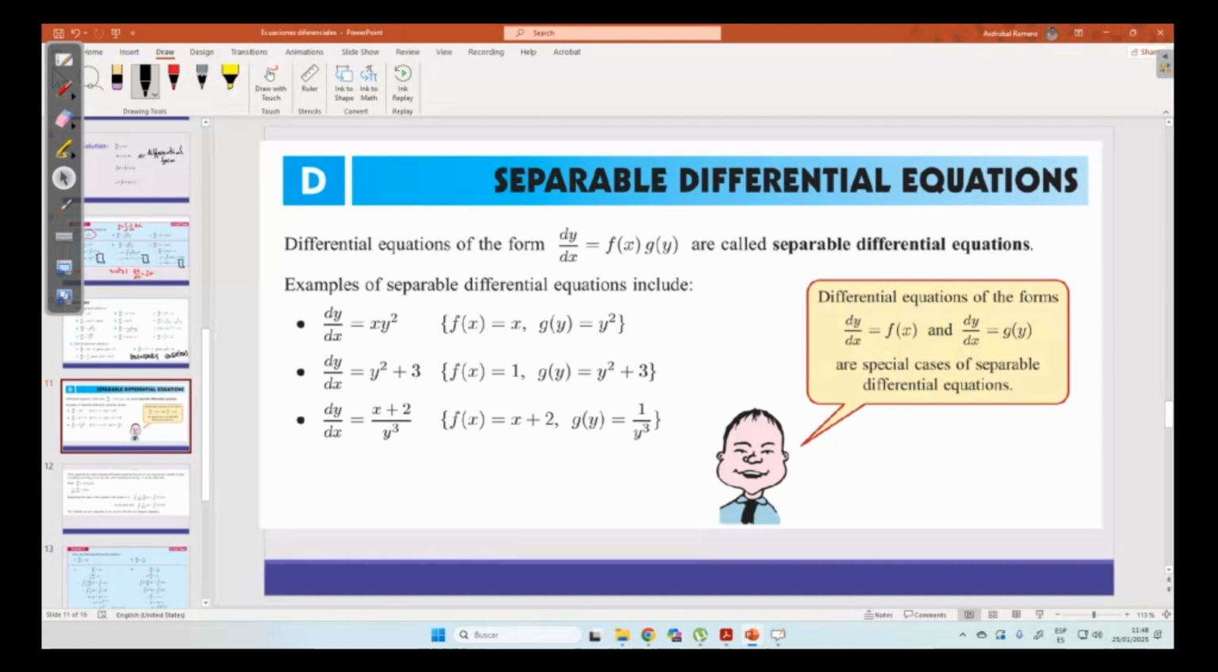When you have the function dy/dx equal to a function, this function can be a function of x and y. But if you can separate it like this, dy/dx equal f(x) times g(y), then we call that separable. So this case is separable. One part depends only on x, and the other part depends only on y.